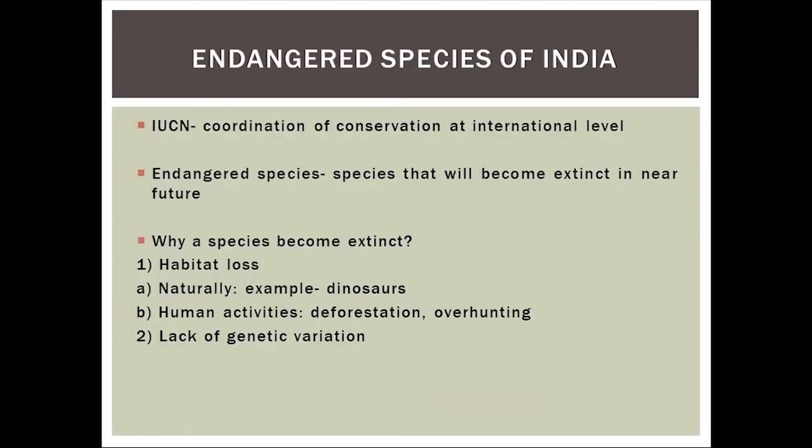So in today's lecture, we have discussed endangered species of India. You should remember the definition of endangered species. Then why a species becomes extinct. We have discussed this, that it is due to habitat loss, which might occur naturally and due to human activities also. Then second is lack of genetic variation. Naturally, we have taken the example of dinosaurs, and in lack of genetic variation, we have discussed the Asiatic lion.